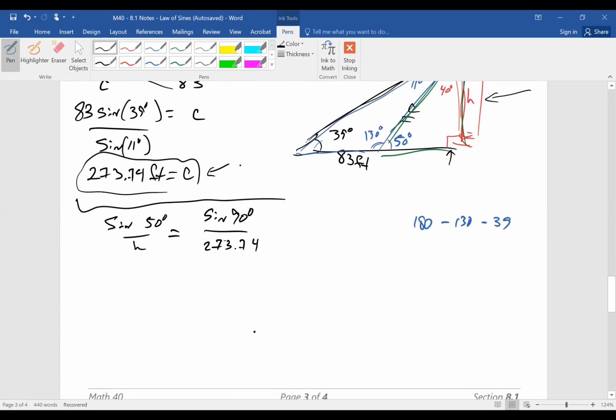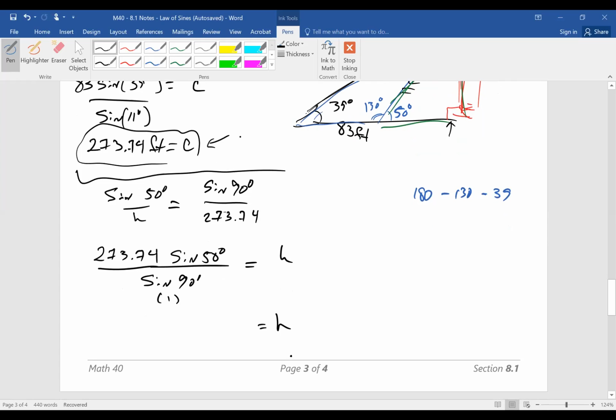Now again, cross multiplying everything, you're going to get 273.74 times the sine of 50. Don't forget that. All over sine of 90, and you're done. Again, I don't have to type in sine of 90. I know that's just one. So on the top, if you type in 273.74 times the sine of 50 to solve for h, you should come out with, I think, 209.703 feet.